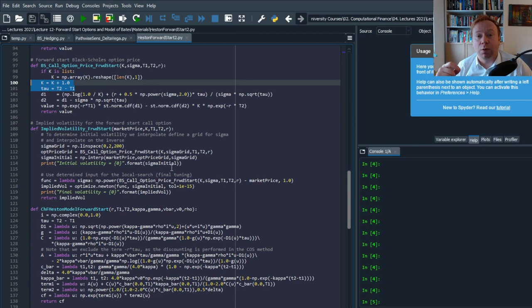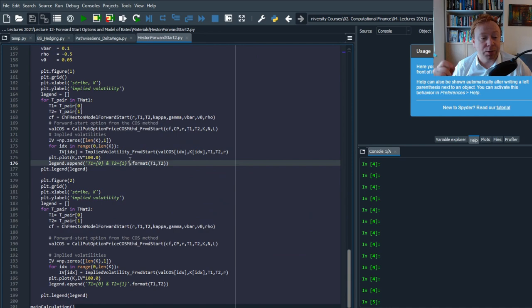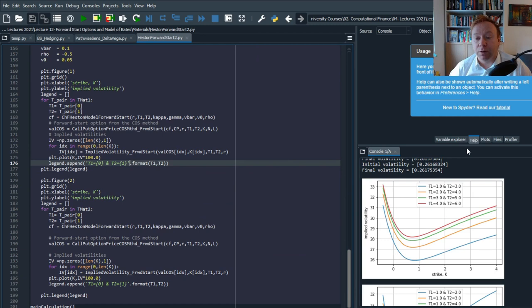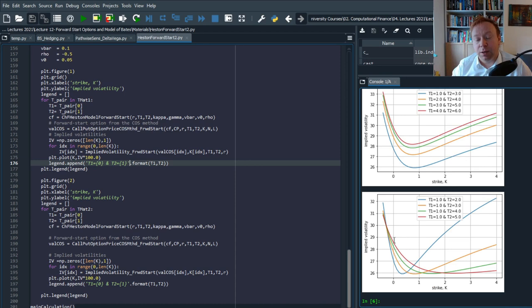We have the implied volatility part. We have a Heston COS function for forward start options. And now it is time to make some evaluations. The results that we will see should correspond to what we have seen in the slides. So let me just look here. We have the same distance and we move in time. This is just a changing of level. And this is the second graph, where we have fixed T1 and we change only T2.